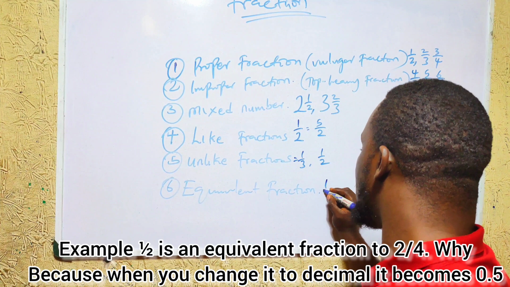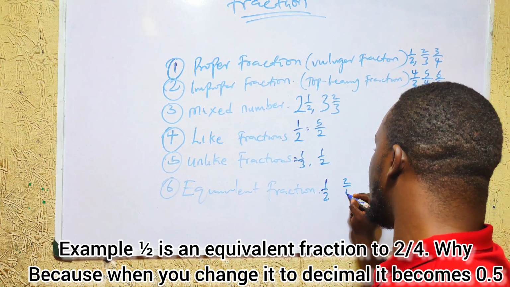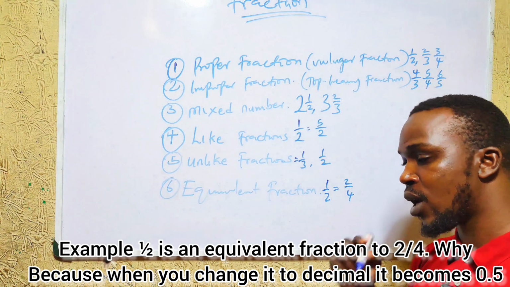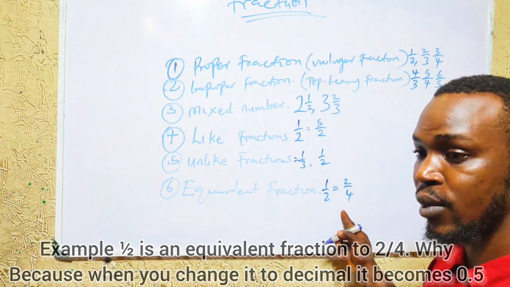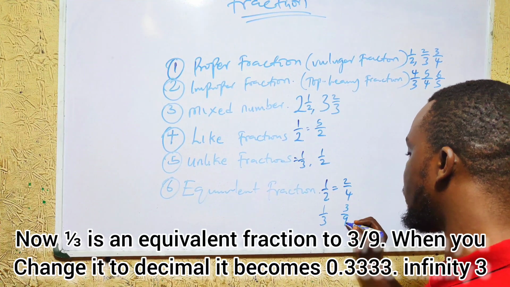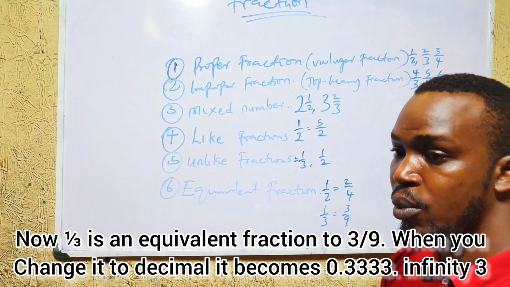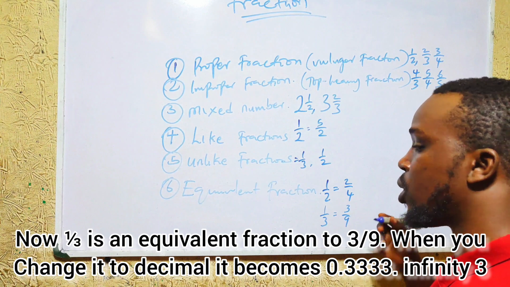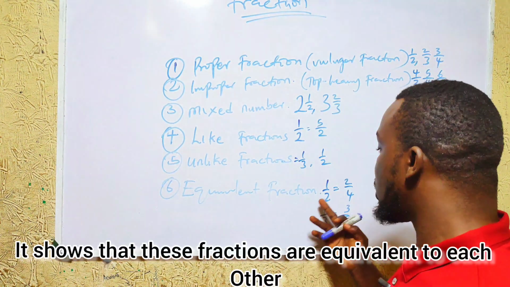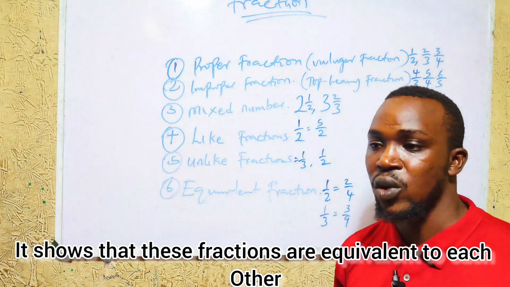Example, 1 over 2 is an equivalent fraction to 2 over 4. Why? Because if you turn it to decimal, it becomes 0.5. Now, 1 over 3 is an equivalent fraction to 3 over 9. When you change it to decimal, it becomes 0.3333 recurring. This shows that these fractions are equivalent to each other.